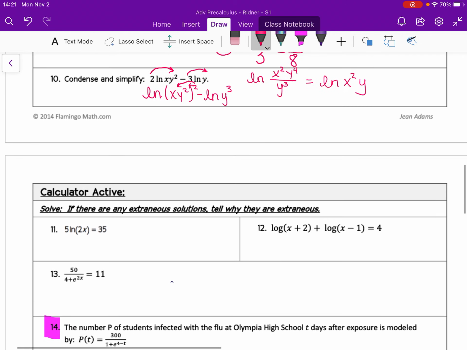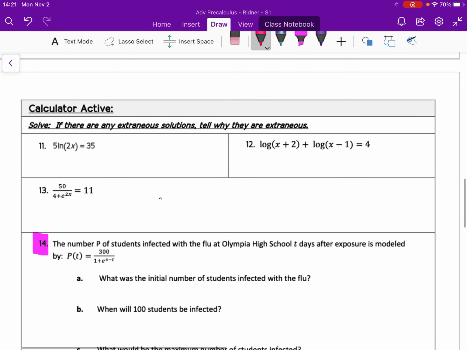All right, now for the calculator active part. So these will probably be more decimals. To save a little bit of time, I'm not typing them in. I'm just giving you the answers after the last step, but you would want to go and type them in yourself to make sure that you understood how that happened.